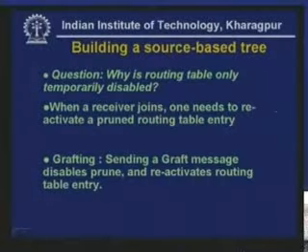So he sends an IGMP report saying that okay, I am a member of this group. Now he knows who knows the source, this multicasting router. So what he will do is try to reactivate this link, and then the rest of it will work. So this is called grafting. Sending a graft message disables prune and reactivates the routing table entry. So this pruning and grafting, these are complementary to each other. You prune to disable and you graft to enable again.